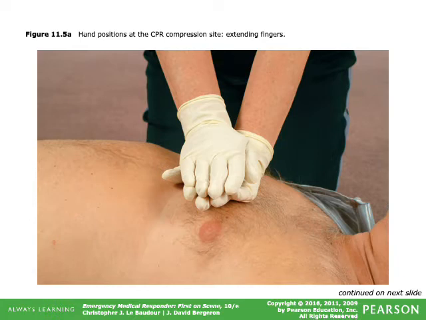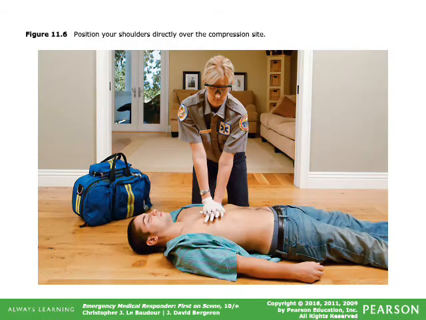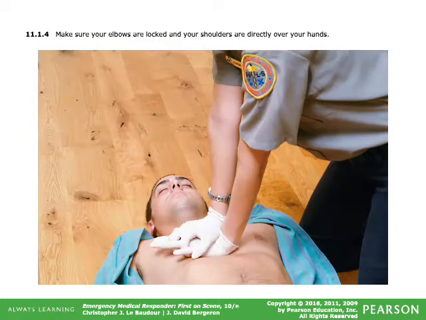Hand positions at the CPR compression site. This is with the fingers extended. And this is with your fingers intertwined. Position your shoulders directly over the compression site. This gives you the best opportunity to adequately compress the chest. Make sure your elbows are locked and your shoulders are directly over your hands. This is just a view from the side.